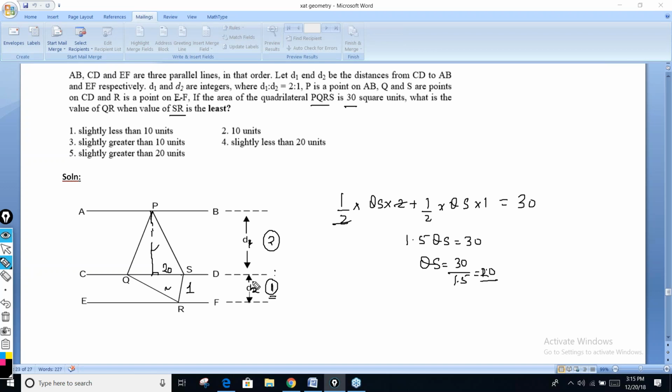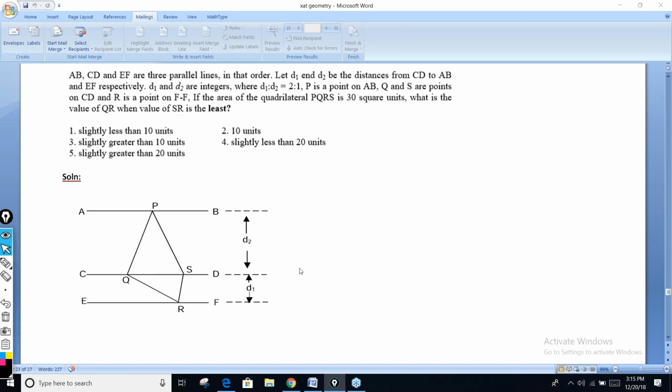So QS is 20, and that is 1. Take it as a perpendicular distance, then only it will be minimum. Otherwise it cannot be minimum. So this is 1, this is 20. So what is the length of QR? The length of QR is the square root of 20 squared plus 1, so it is slightly more than 20. So that is the answer: the length of QR is slightly more than 20 centimeter or 20 units. The only thing in this question you need to remember, if you want to take it minimum possible, you need to consider the perpendicular distance. Only then it can be the minimum distance.